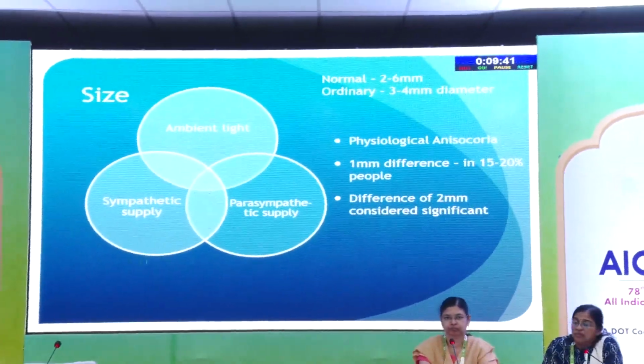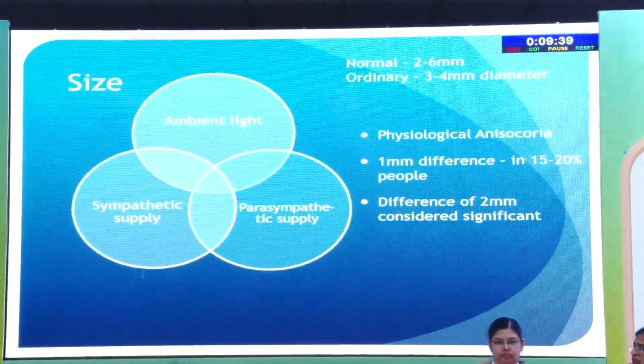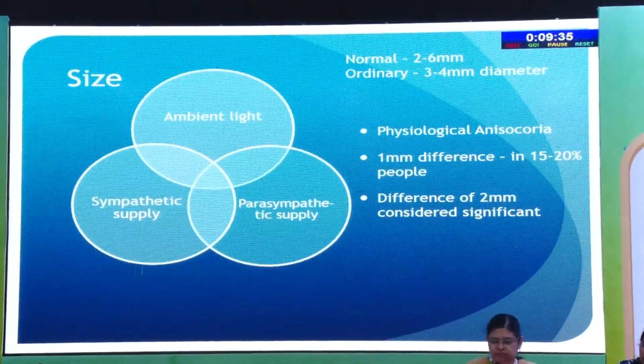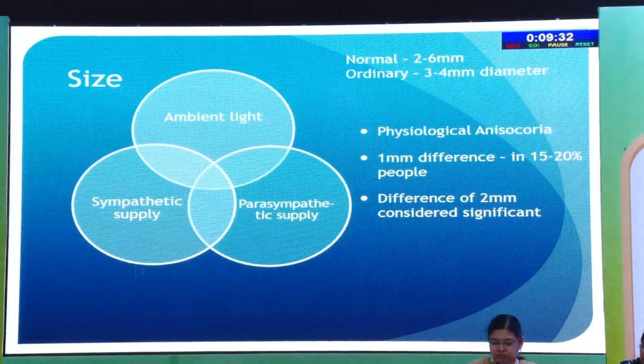Thank you very much. So my next talk is decoding the pupil. So I think the size of the pupil is dependent on a balance between the ambient light, the sympathetic and the parasympathetic supply. The usual range is 3 to 4 millimeters, and you can have a physiological anisocoria, which apparently is there in about 15 to 20% of people. But a difference of more than 2 millimeters is considered significant.